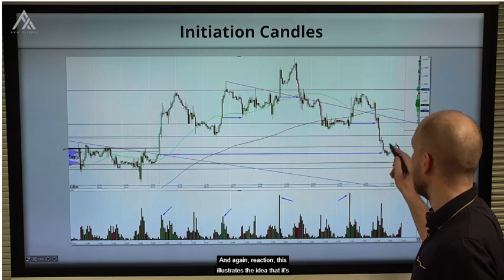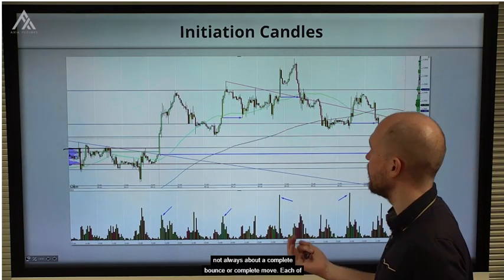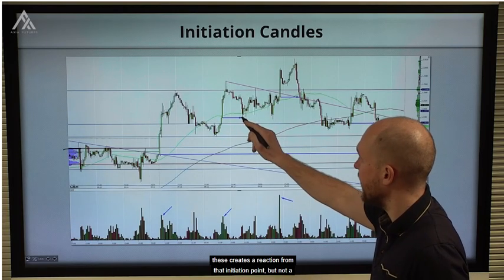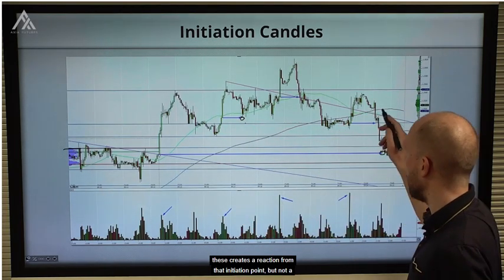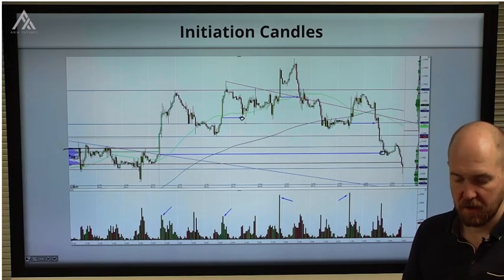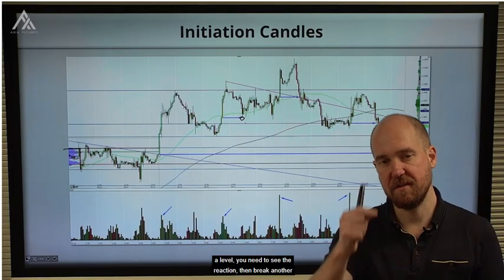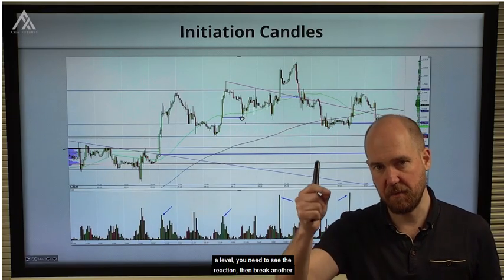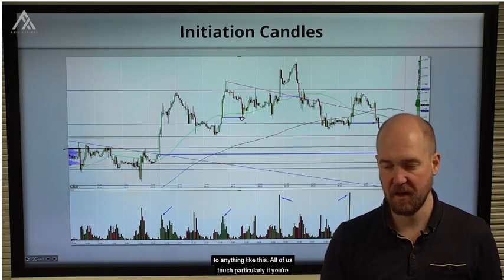But what you're getting is a situation here where you do get this drive up and, again, reaction. This illustrates the idea that it's not always about a complete bounce or complete move. Each of these creates a reaction from that initiation point, but not a great deal of movement necessarily. And that's the important thing to remember. Like we looked at with that one where you got the first touch of a level, you need to see the reaction, then break another point to then indicate that the move has changed. That's the key to anything like this.